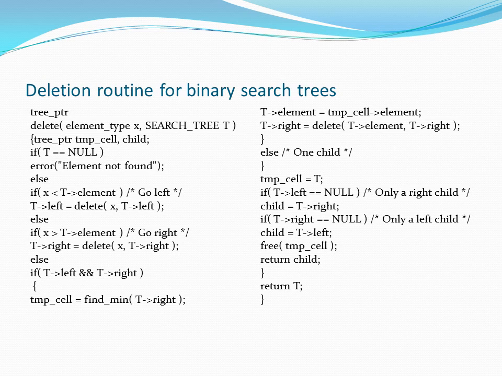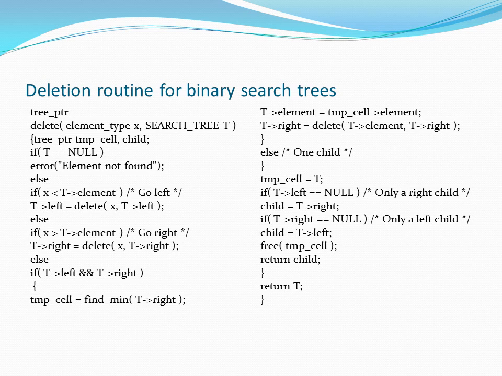So t right equals delete t element comma t right. Again we are calling the delete method for that element in the right subtree. The minimum element is moved to the position of x, and after that the element is deleted from the right subtree.